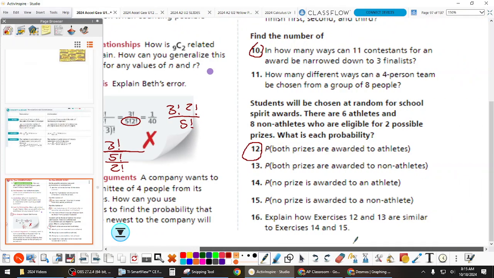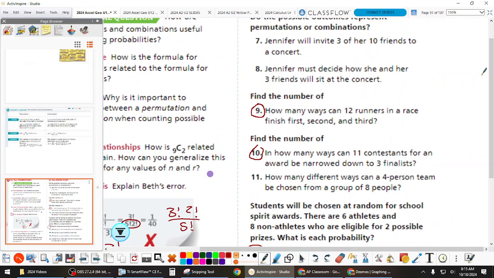Alright, next one. Find the number of ways 12 runners in a race can finish first, second, and third. What's your first question? Does order matter? And so does order matter in this? Yes. Because you definitely want to know which one you are, so order matters. So this is a permutation. And so filling this out, what is n, what is r? 12 is n, 3 is r. Good.